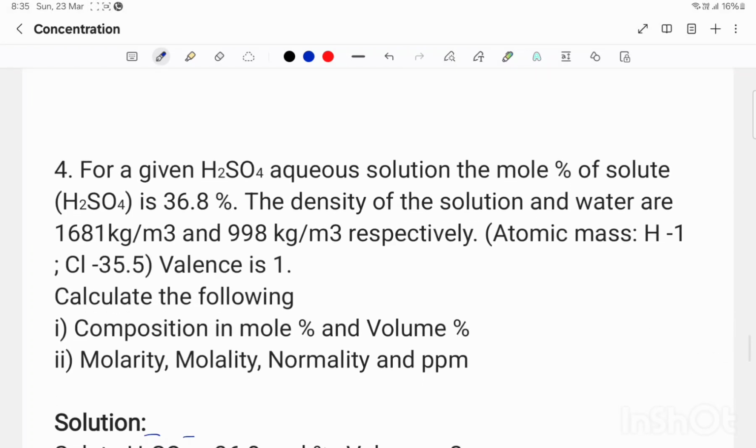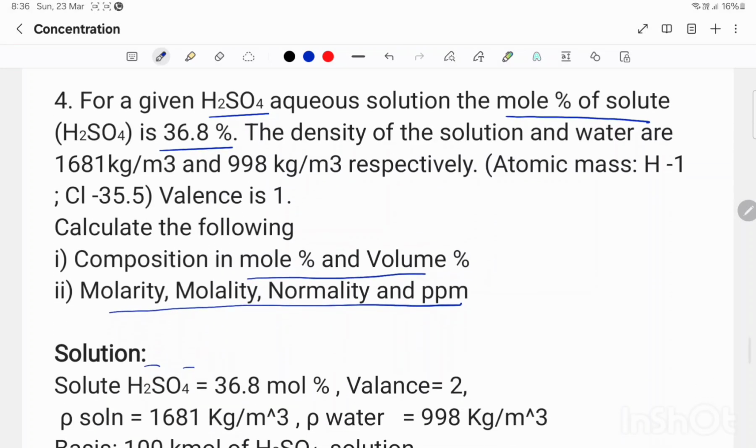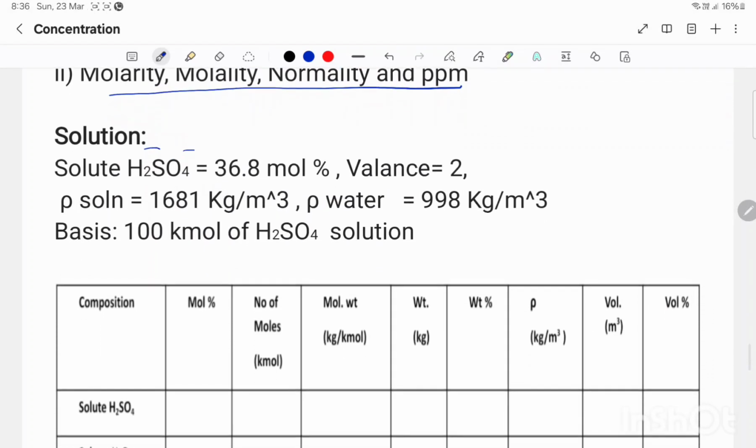Similarly, we will do one more problem where the mole percentage is given, and from that we will calculate the molarity, molality, normality and ppm. So in the next problem, sulfuric acid is the solute and the solute concentration is given in mole percentage as 36.8 percentage, and from this they are asking us to find out composition in weight percentage, volume percentage, molarity, molality, normality and ppm. So given data in the problem is solute is sulfuric acid, it is given as 36.8 mole percentage and the valence is given as 2. Density of the solution is 1681 and density of water is 998 kg per meter cube.